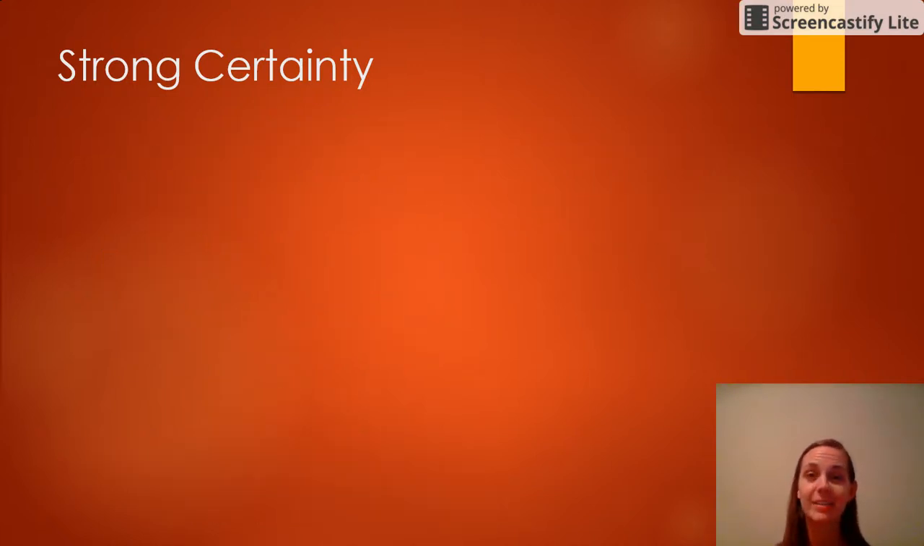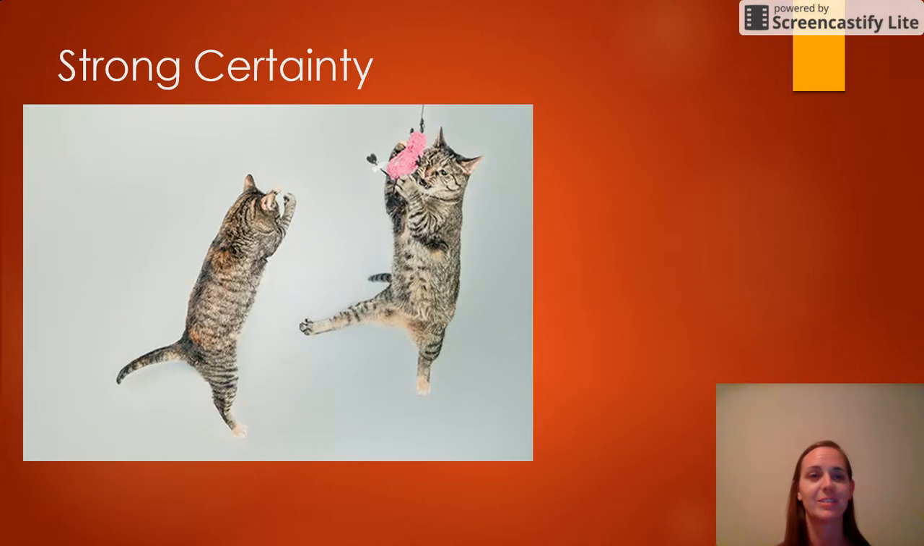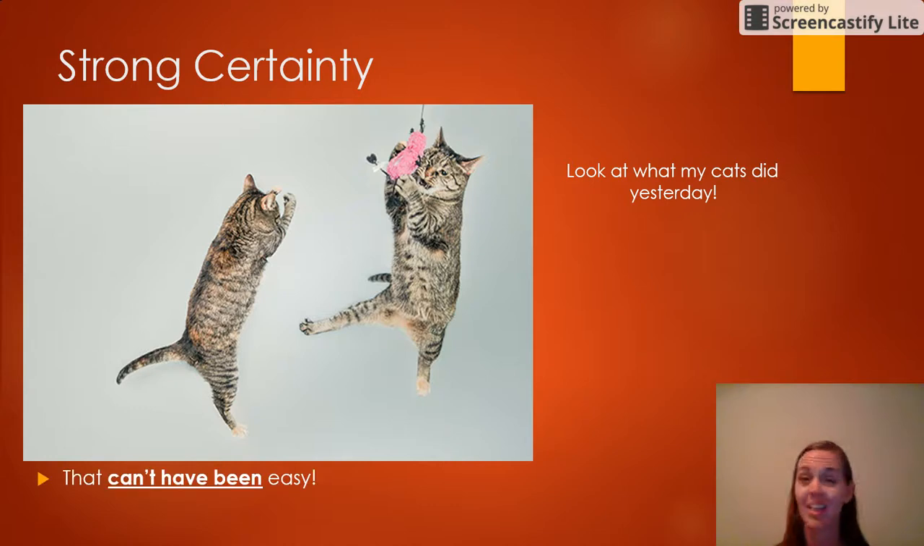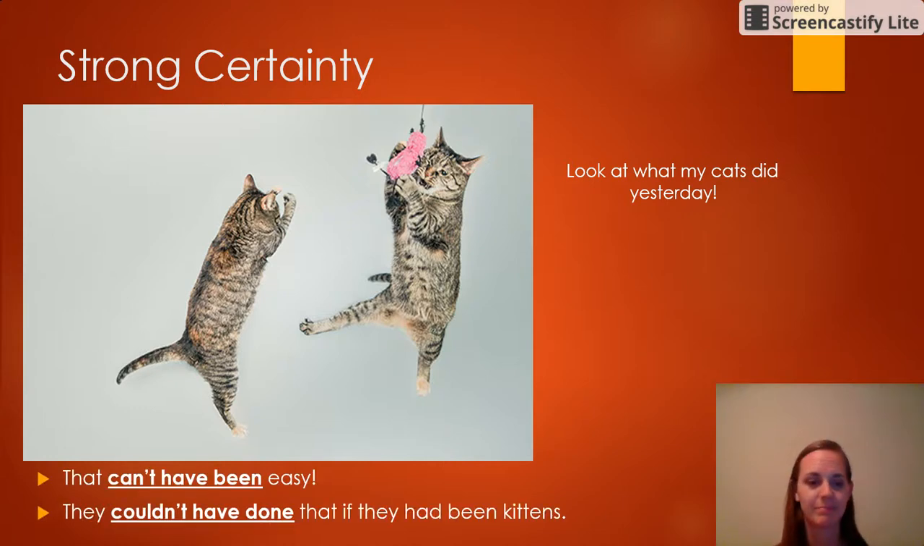Okay, the next one is also a kind of strong certainty, but let's take a look at this photo and get some examples. So I could say, hey, look at what my cats did yesterday. You might say, well, that can't have been easy. Or they couldn't have done that if they had been kittens. You notice here we have the can't have and couldn't have in the negative, something we think is pretty impossible, right? That 99% sure that it's unlikely.